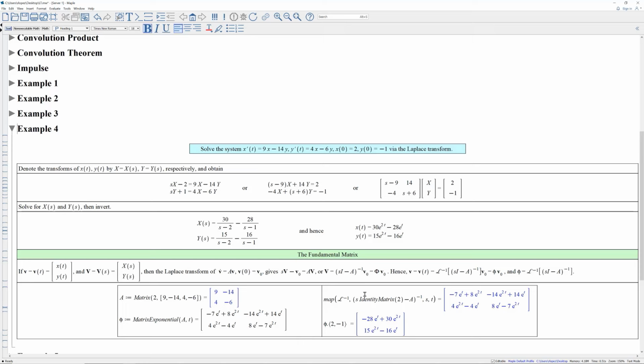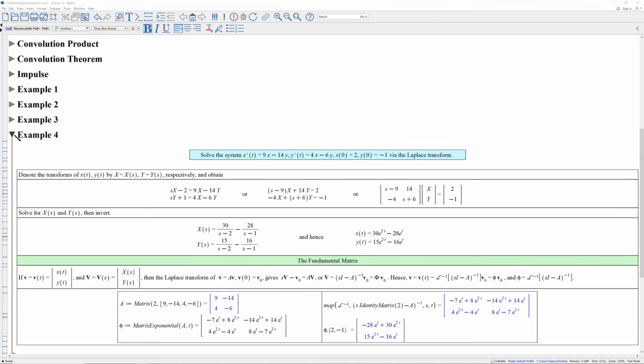Well, let's use this recipe. SI, and this is how you get I. You need to say identity matrix, two-dimensional, minus A, inverse, and you're taking the Laplace transform, and I'm mapping that transform across the two components of this inverse, and I get this. And if I multiply phi times the initial vector, I get this solution. So another use of Maple in dealing with linear systems.